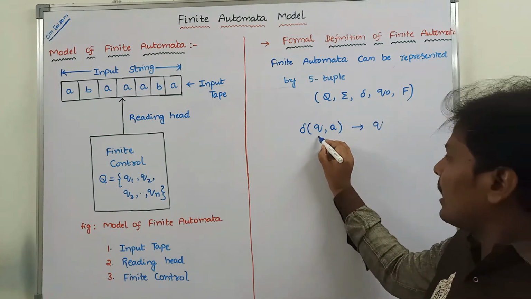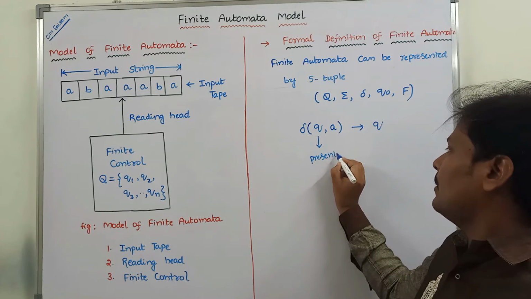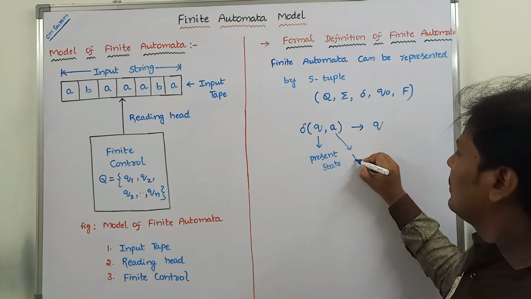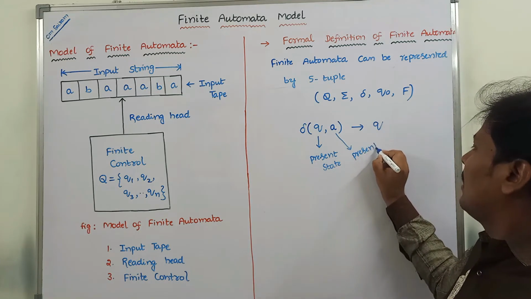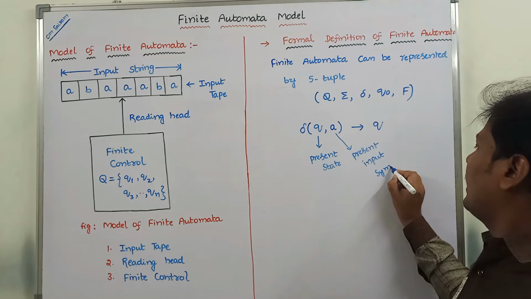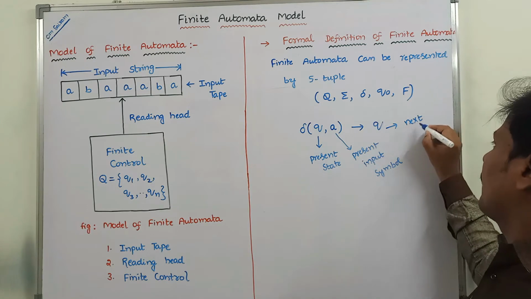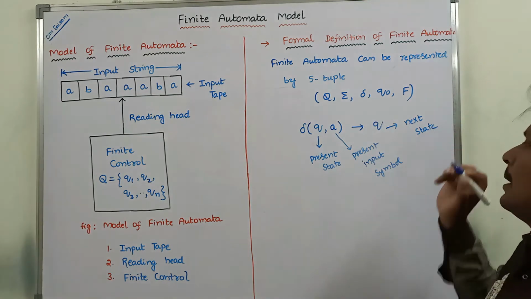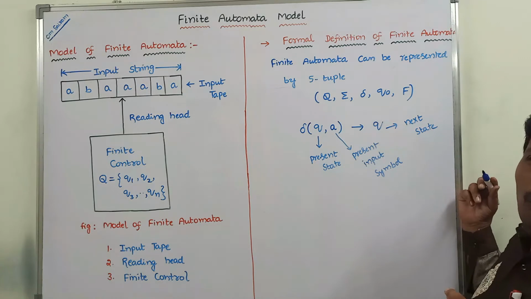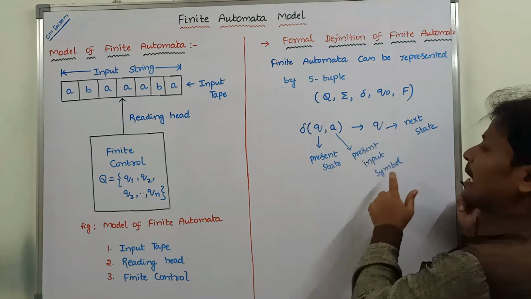So here Q is nothing but the present state, and A is nothing but the present input symbol. And this Q is nothing but the next state. So that means the next state of the finite automata can be determined by using the present state and the present input symbol.